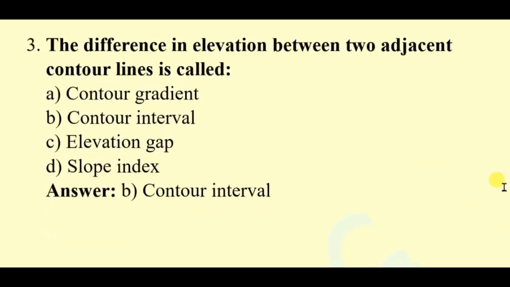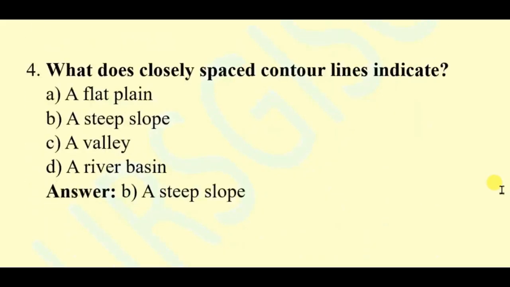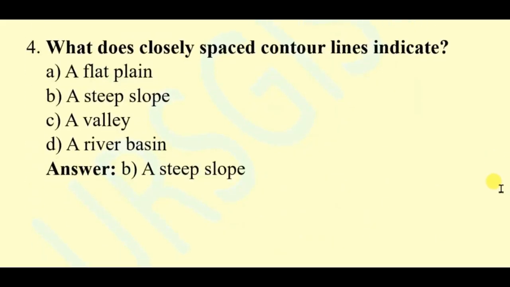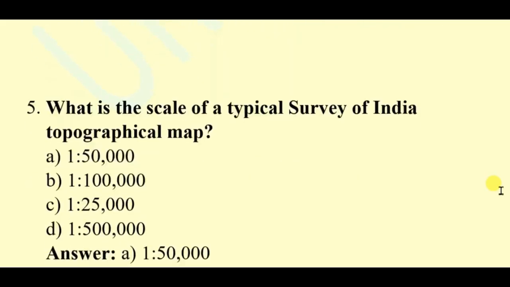Question number 3. The difference in elevation between two adjacent contour lines is called: contour gradient, contour interval, elevation gap, slope index. Here the right answer will be contour interval. Question number 4. What does closely spaced contour lines indicate? A flat plain, a steep slope, a valley, a river basin. Here the right answer will be steep slope.